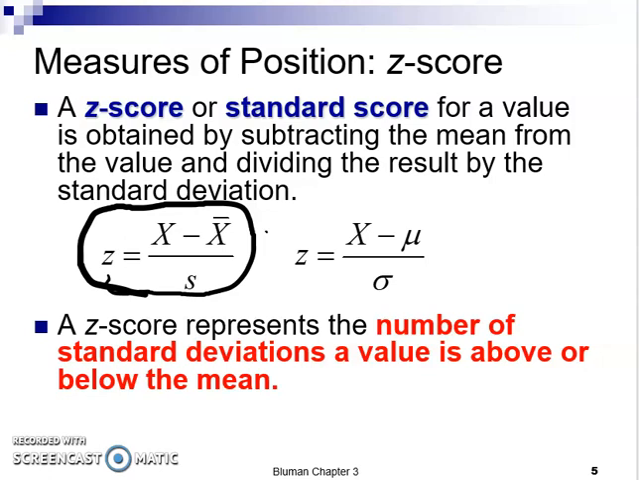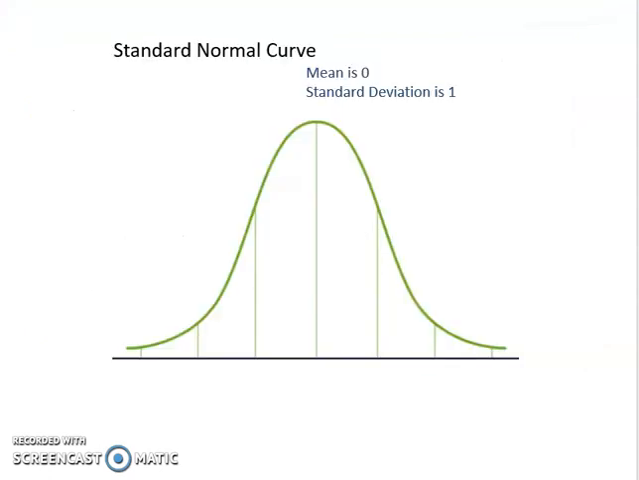Well, what is a z-score? A z-score represents the number of standard deviations a value is above or below the mean. So as we go back and look at that normal distribution, this bell-shaped curve here, and we consider a z-score, we're thinking about, for the standard normal curve, that the mean is 0. So here's the center of our distribution, and each standard deviation is 1 unit.